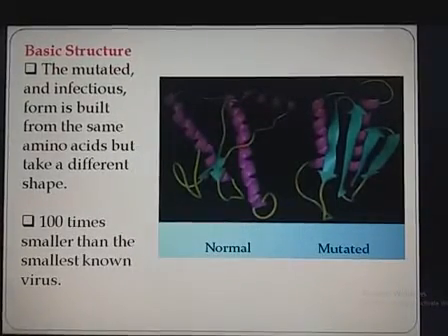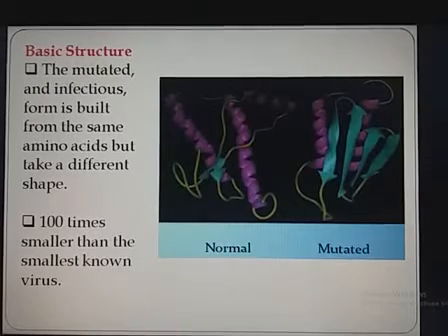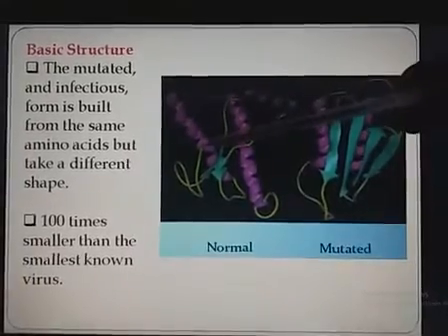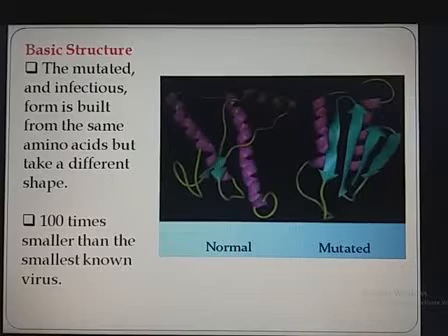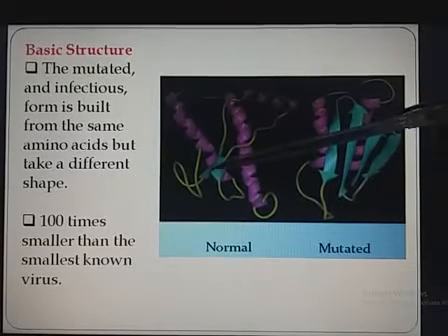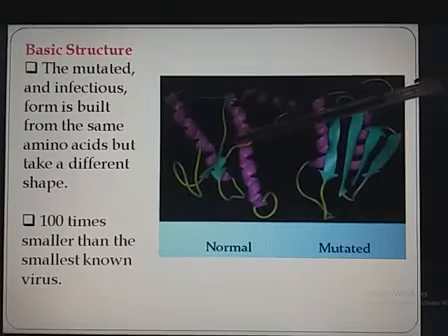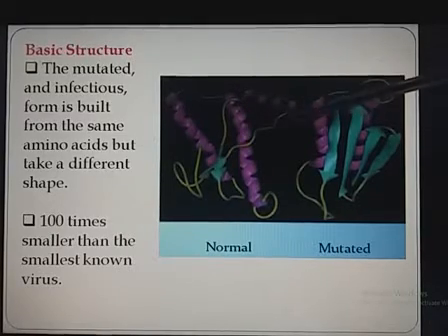Now how does the mutated form look? You already know that the normal protein is made up of about 200 to 250 amino acids, and the mutated or infectious form is built with the same amino acids, but it looks a bit different. You can see here that in the normal form there are about 3 alpha helical structures, and 1 or 2 beta sheets, and these are the linking portions where the non-helical forms are.